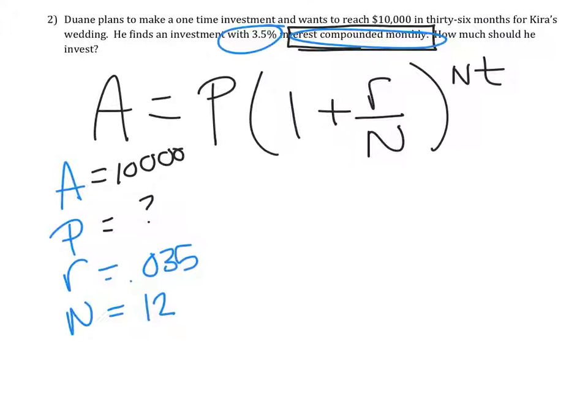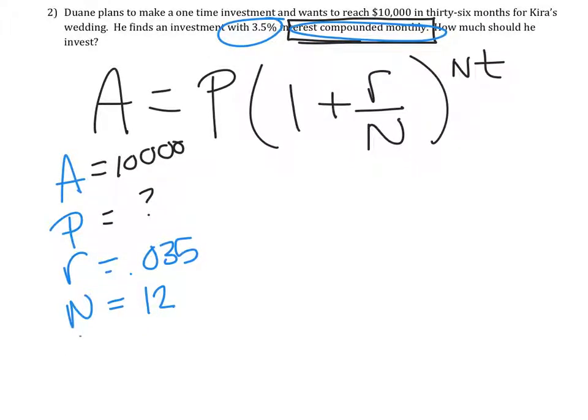And son of a gun, I forgot my time, so let's get our time in there. Our time, now here's the catch on this one. It does say 36 months. But remember, in this formula, t is measured in years. So I'm not going to use 36. I'm actually going to use 3 for years. And I'm going to kind of underline that so you remind yourself of that. It's in years.